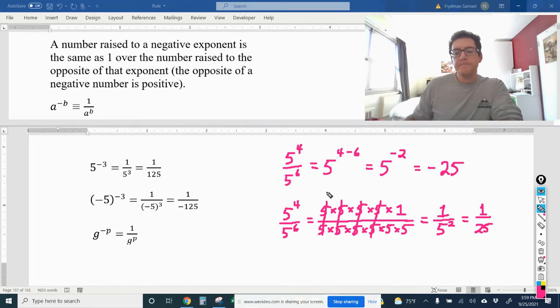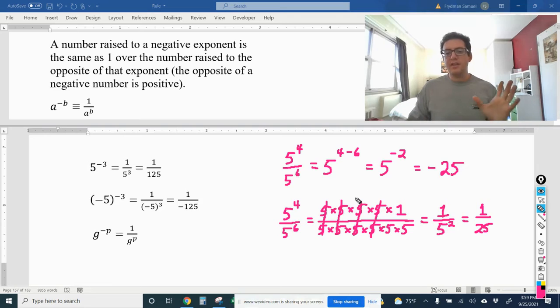Okay, so if you've been watching carefully, you might have noticed that there is a problem here. What's the problem? Well, we're saying that 5 to the 4th power divided by 5 to the 6th power is equal to negative 25, but we're also saying that 5 to the 4th power divided by 5 to the 6th power is equal to 1 over 25. These are not the same.